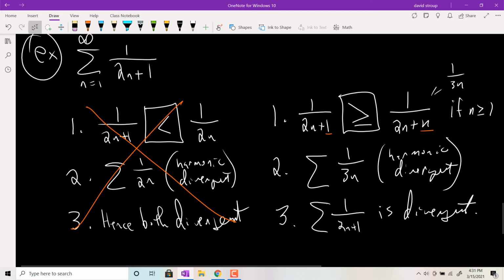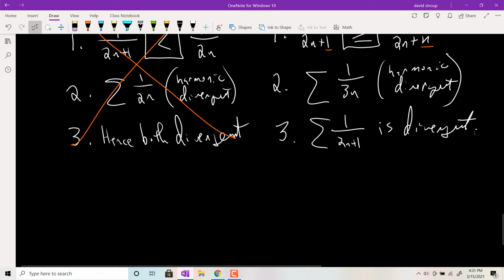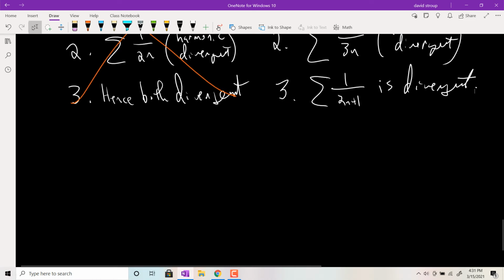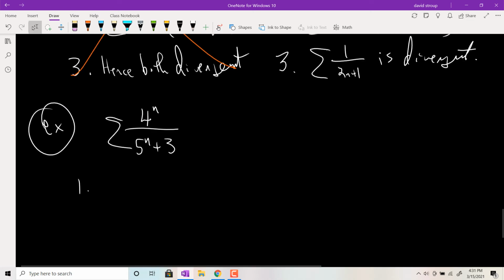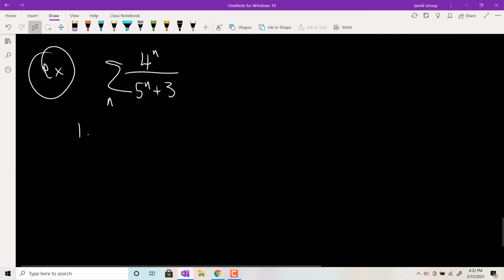Okay. Usually in my experience, the hard part is just setting up that inequality, finding something to compare it with, and then the rest is easy. So there's other kinds of problems, like this one, the series of 4 to the n all over 5 to the n plus 3. Let's consider that from n equals 0 to infinity.